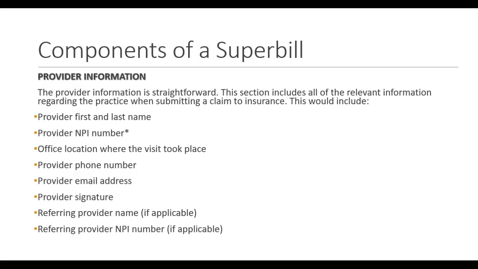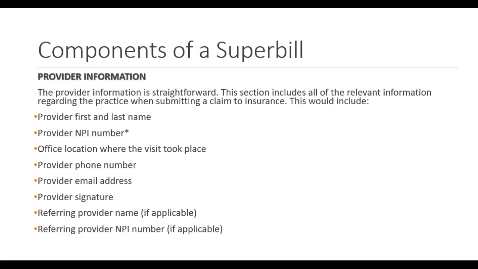The provider's first name and last name, their NPI number, their office location, where the visit took place, the phone number, the email address, the provider's signature, and also the referring provider if the patient was referred to that provider from someone else. Now, as far as the NPI number, that's a National Provider Identifier number.